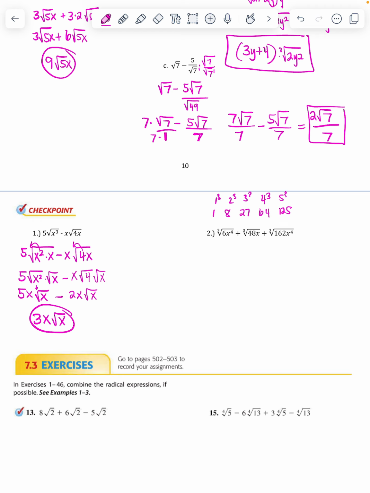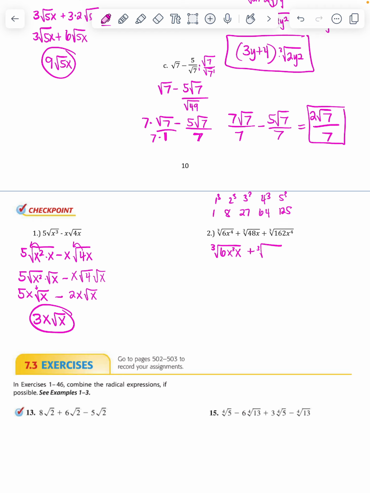So for the first one, the cube root of 6x to the 4th, 6 doesn't have any perfect cube factor, so I'm going to leave it as a 6. But I'm going to break up, because it's helpful for me, x to the 4th power into x cubed times x. All right, I'm just going to go down the line and do all of them.